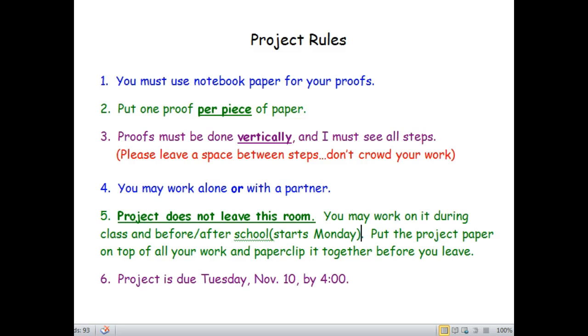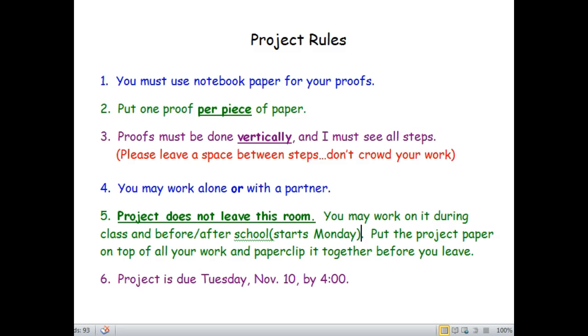All right, guys. These are the project rules. Okay. Write them down in your notes somewhere. Number 1. I know you've heard this before, but I'm just going to go through it one more time, make sure everyone hears it. You must use notebook paper on your proofs. That means I do not want spiral paper ripped out with the little edgings on the side. If you do rip out your paper out of the spiral, make sure that you tear off the sides. Do not want any of that fringe.